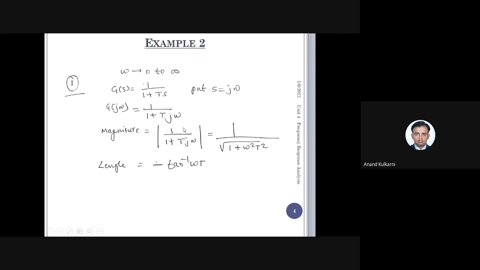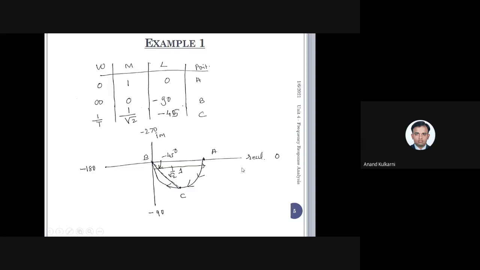So if you put in the magnitude equation, omega is equal to 1 upon t. So 1 upon t square and 1 upon t square cancel here. You will get 1. So 1 plus 1 is 2. Root of 2 is root 2, and 1 upon root 2 you will get. So the magnitude will be 1 upon root 2.